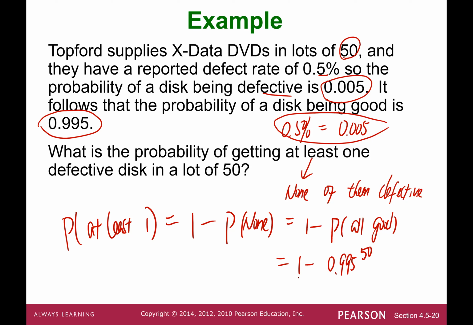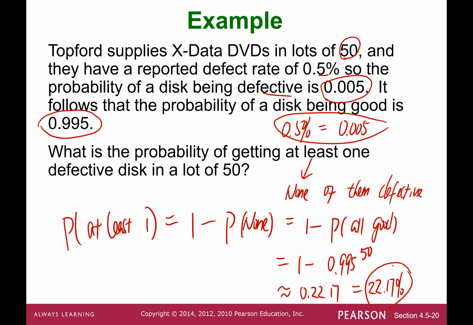And that is the outcome, right? So here we're assuming those 50 DVDs are independent. Okay, so it's 1 minus 0.995 to the 50th power. And this turned out to be approximately 0.2217. That means with approximately 22.17% chance, you'll get at least one defective disk in a lot of 50 DVDs.